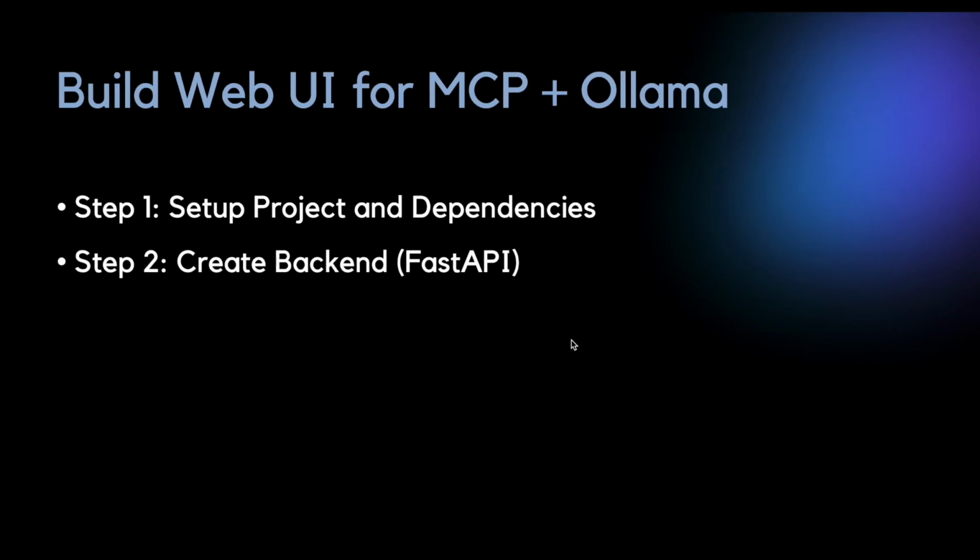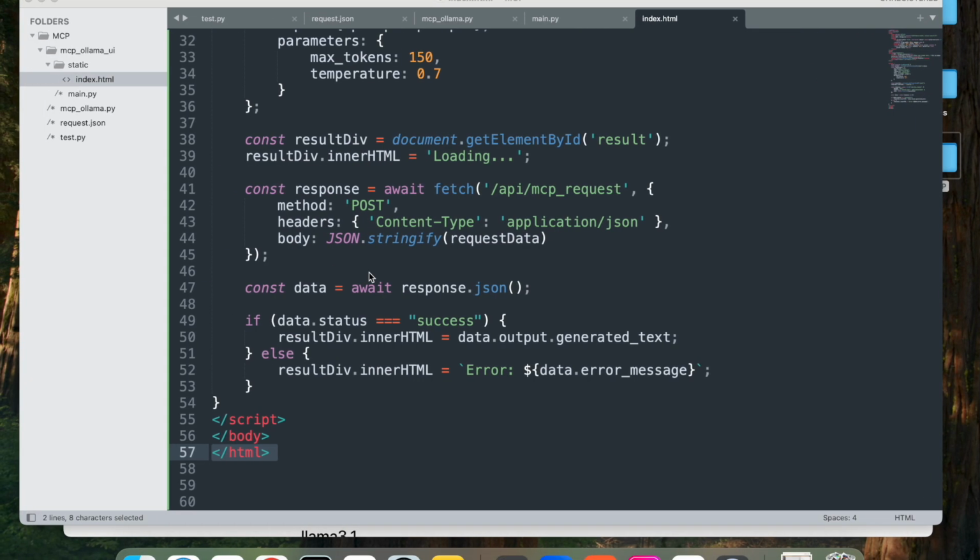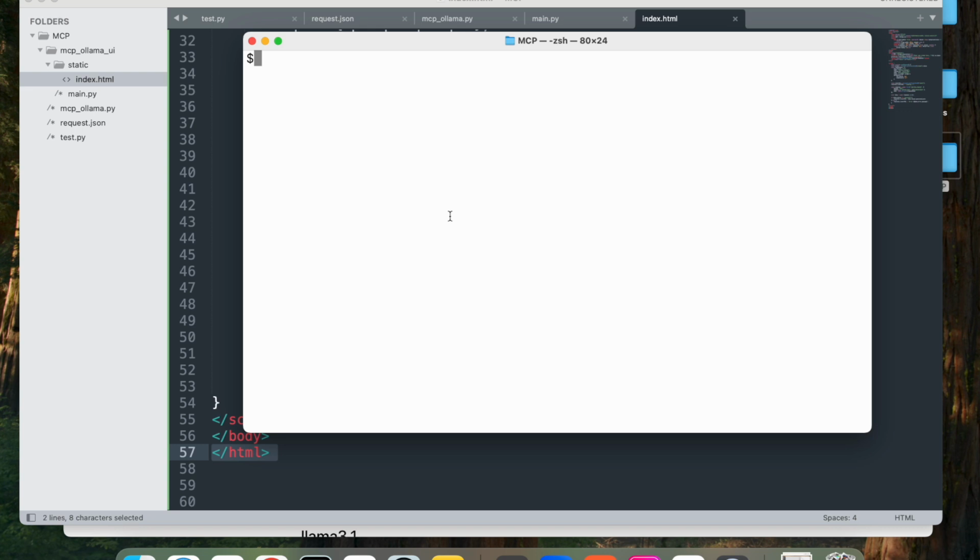Our next step was creating the front end UI, which we just did. Next step is to run the application. So let's go ahead and run the application. Now we have Uvicorn for passing this. So let me make sure that I am in the right folder. I am inside MCP folder. So I'm going to go inside MCP underscore Ollama underscore UI folder.